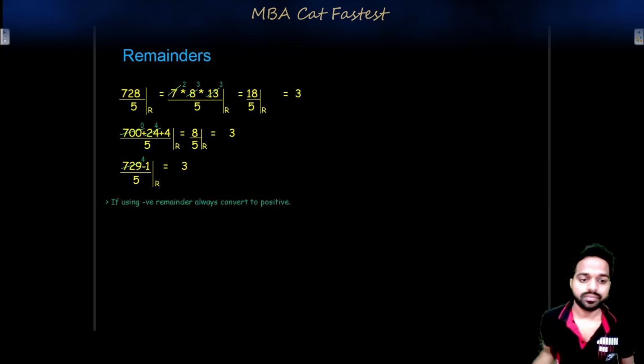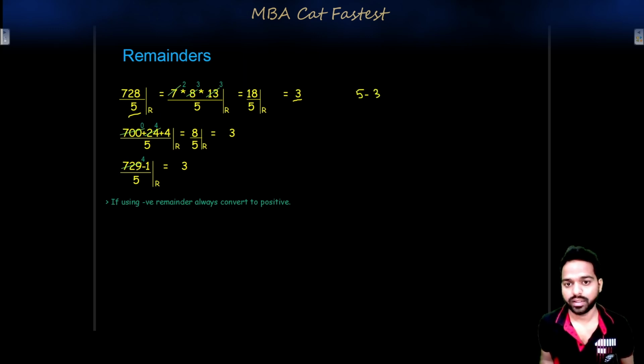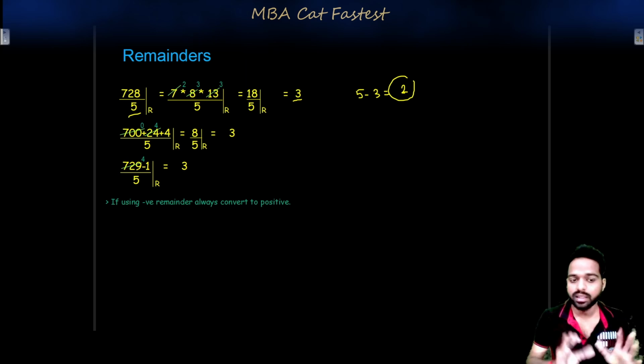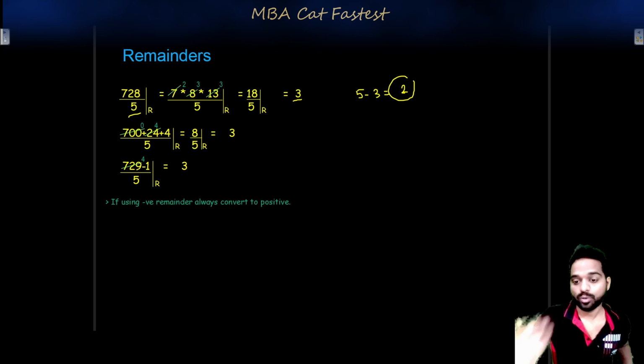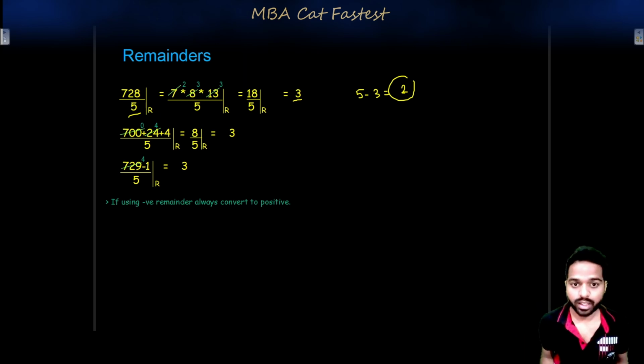Right? Okay. If using a negative remainder, always convert to positive. Now what is a negative remainder? For this question example, the remainder is 3 and the divisor is 5. So when the remainder is subtracted from the divisor, in this case 5 minus 3, it will become 2. So this is your negative remainder. Although this is completely abstract and no questions will be asked on negative remainder, we use it for our convenience to solve and to get to the positive remainder. The ultimate goal is to reach the positive remainder.